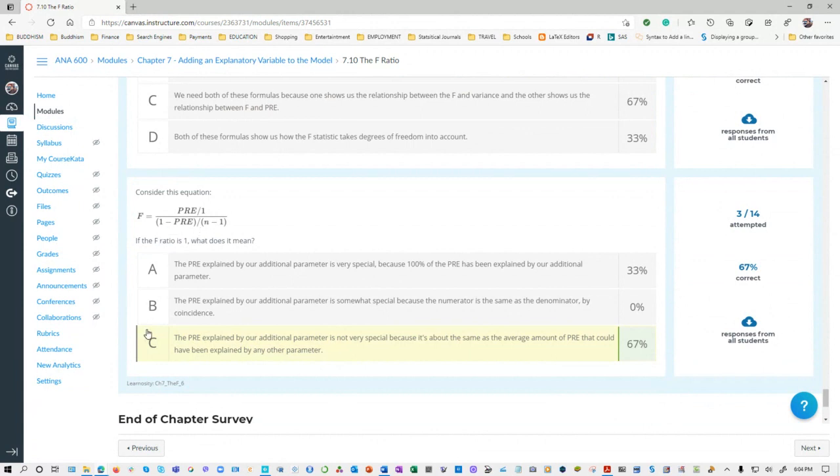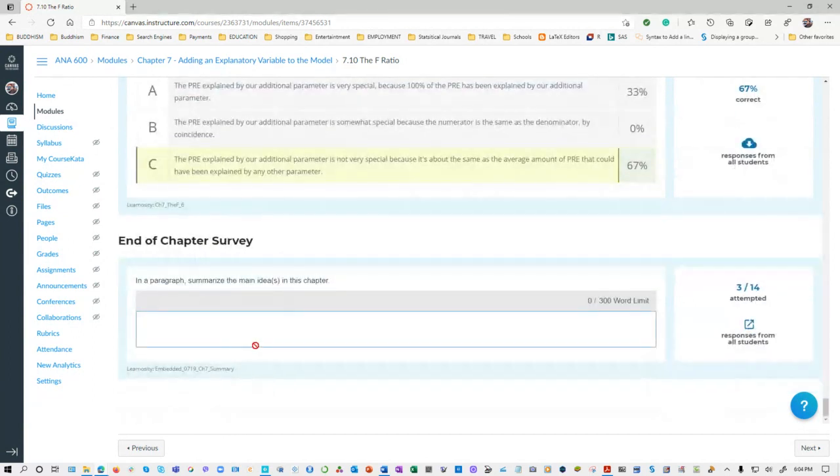If the F ratio is 1, what does that mean? It means that what's explained by our additional parameter is not very special. If you get 1 for this, what's the point? It means that introducing a new parameter would not contribute to explaining the variation in y. So that would not be a good way of doing it.